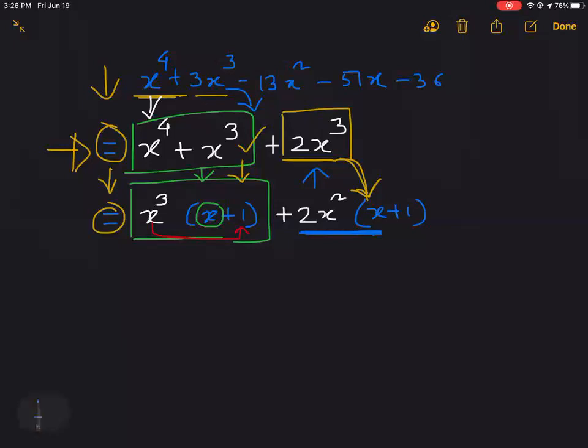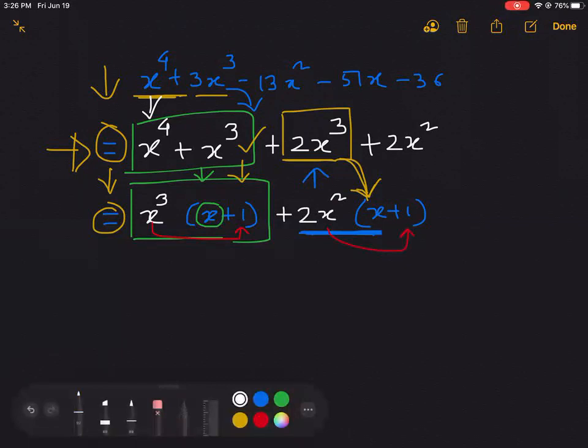Okay, so now we have already multiplied this. Next up, we'll multiply 2x squared by 1. If we multiply that, we'll get 2x squared, right? Anything you multiply by 1 remains the same. So that's the pair.